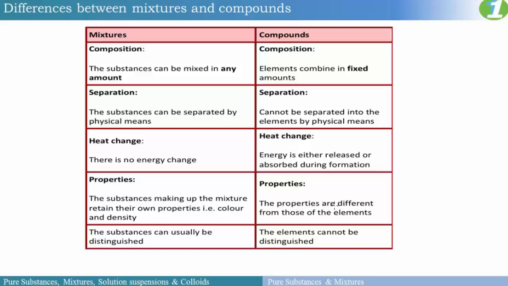Whereas in a compound, the properties are different from those of the elements. So sodium's properties are different from sodium chloride. Chlorine's properties are different from sodium chloride. So we're saying that when the elements combine together, they are different in terms of their properties. And the substances in mixtures can usually be distinguished, while in compounds it is very difficult to distinguish between the different elements in that compound.